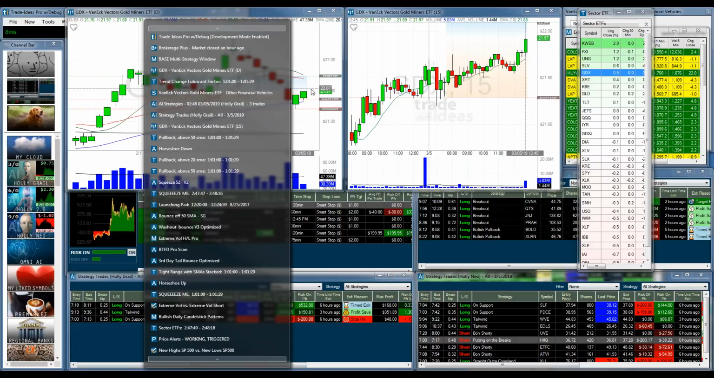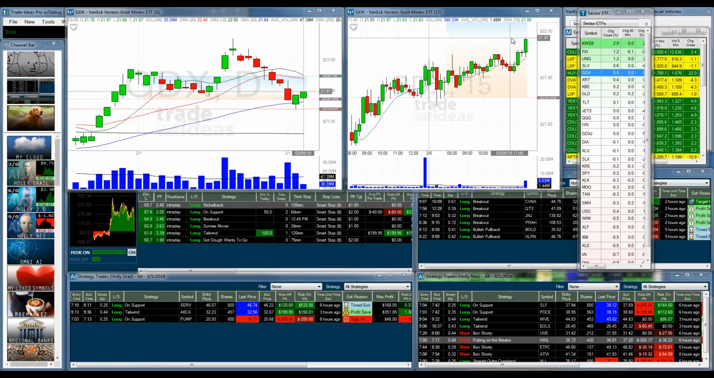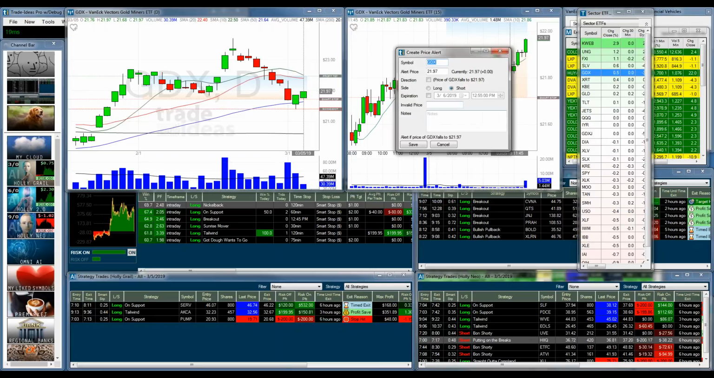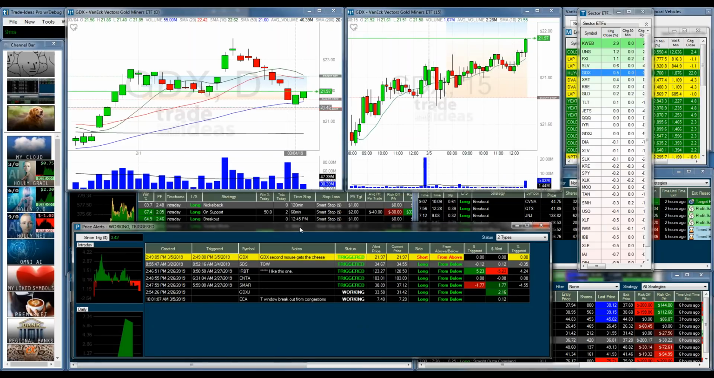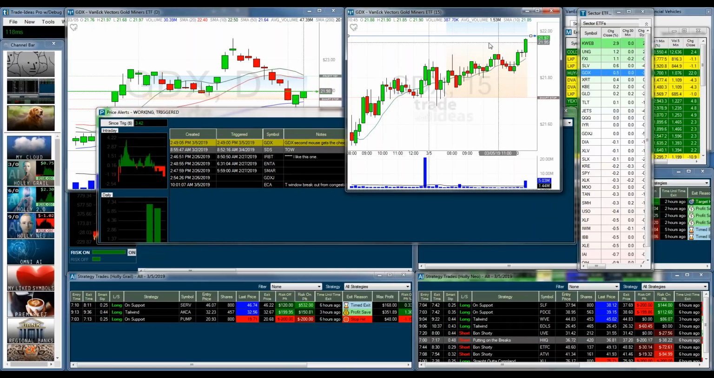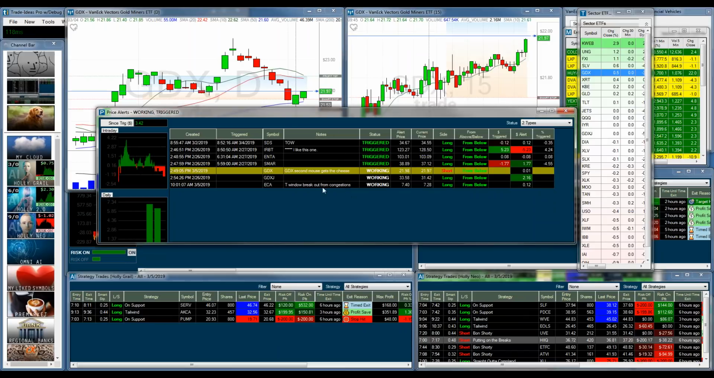So I'm going to say the high of this is 21.97. Create price alert. GDX second mouse gets the cheese. And I'm going to set that, and I need to clear quick. Oh, looks like it triggered higher because it's already been. I'm going to grab this and move this up just a little bit, and then it resets back to a blue line. I'm going to get rid of that. We'll come back to that.